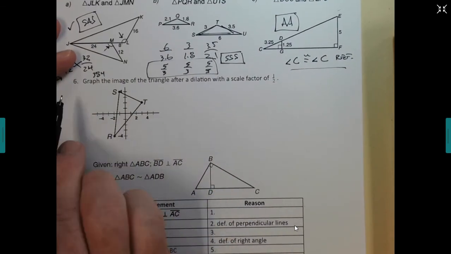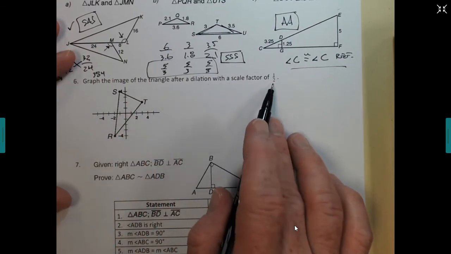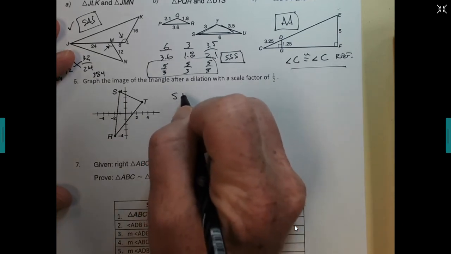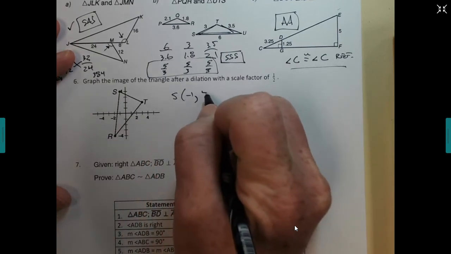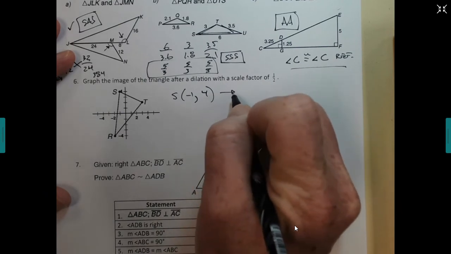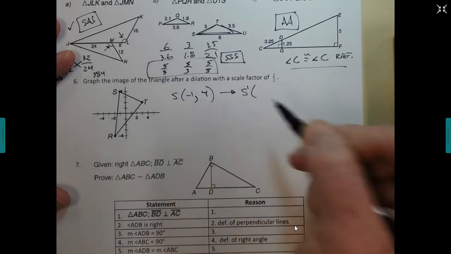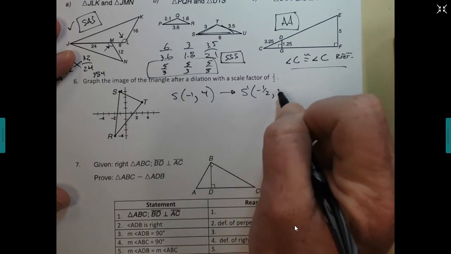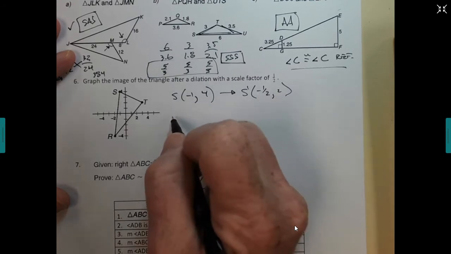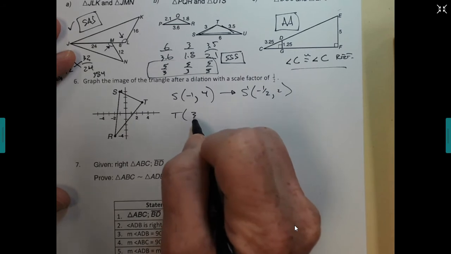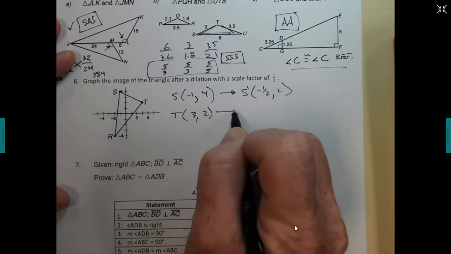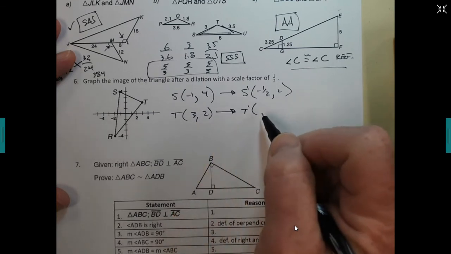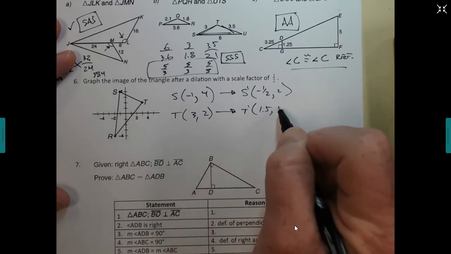So I'm going to graph the image of this triangle after dilation of 1/2. So the easy way to do this, if I know that S is at -1, 4, all I got to do, if I want to find out where the image of S is, just multiply everything by 1/2. So it should be at -1/2, 2. T was at 3, 2. So I know the image of T, multiply both numbers by 1/2. 1.5, 1.